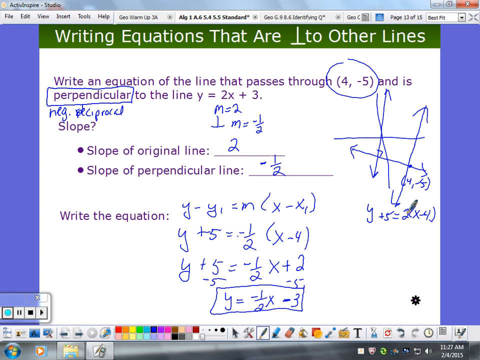What if the slope is negative? It becomes positive. By negative reciprocal, I don't mean it's negative, I mean it's the opposite sign. Great question.